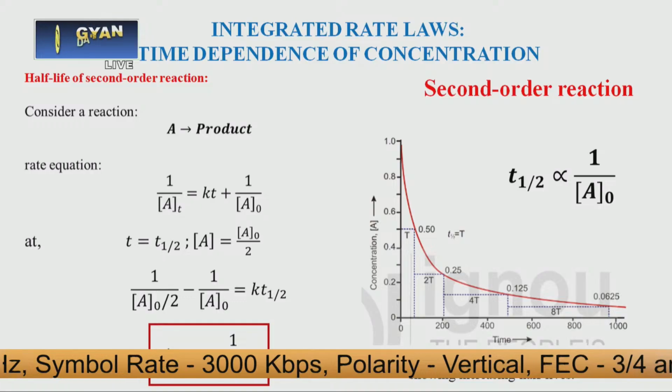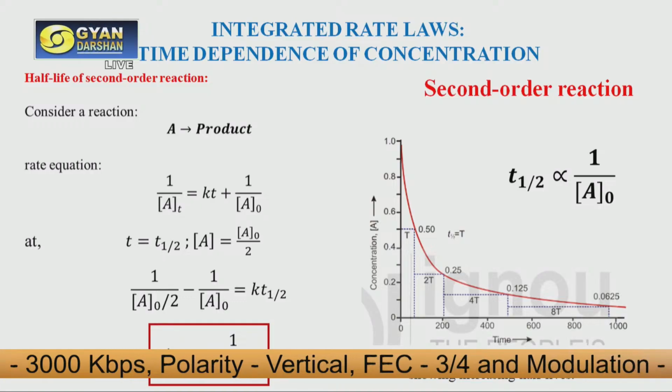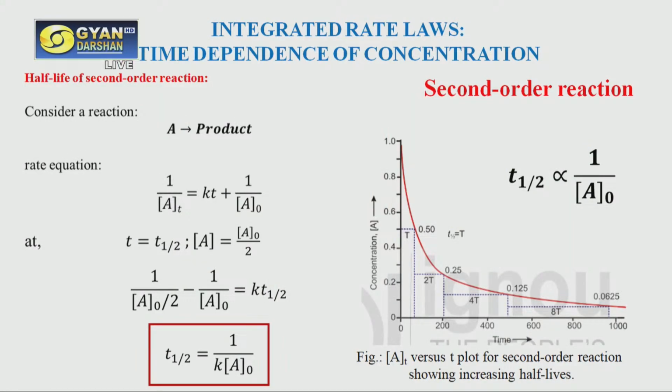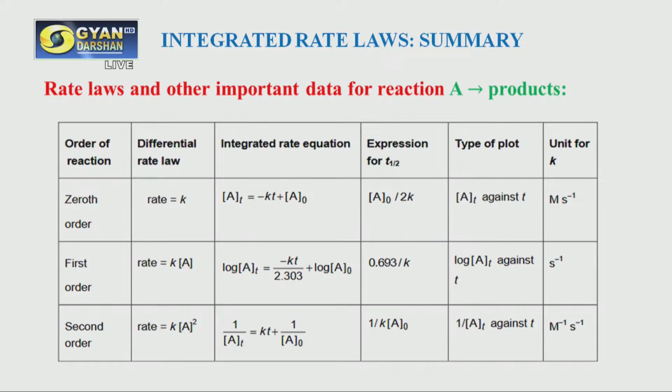So if we compare the zero order reaction, first order reaction, and the second order reaction, the half-life gives some changes. In the first order reaction, it is constant all over the time. In the second order reaction, it gives the increasing trend, and for the zero order reaction, it gives the decreasing trend. From the half-life of the reaction, we can also determine the order of the reaction.